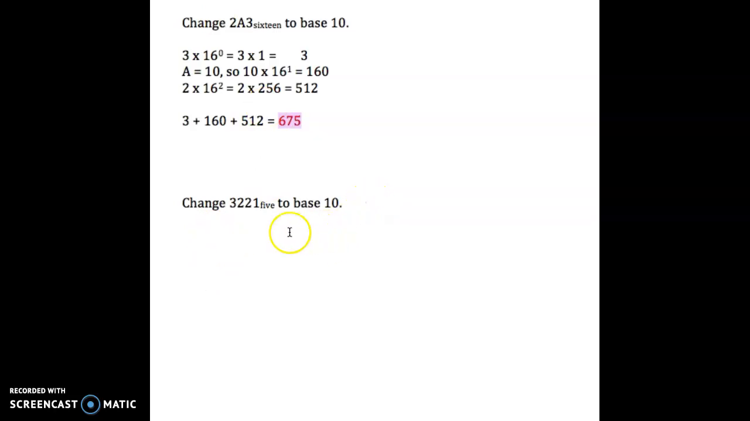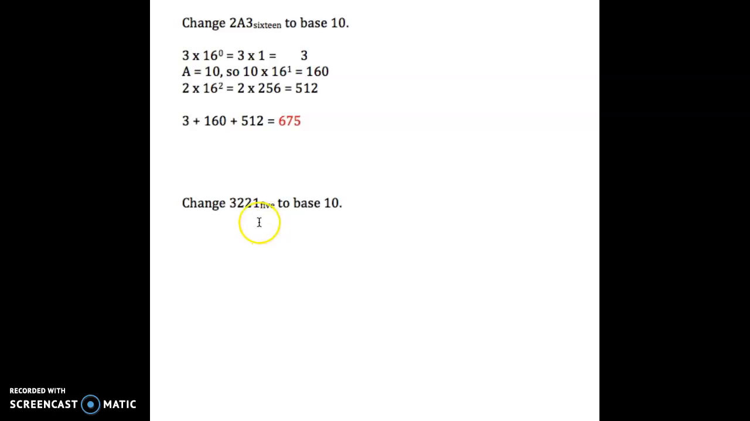Let's look at another one. This one's base 5. In base 5, I'm going to use digits 0 through 4 only. I can't have a 5 in base 5. If I have 5, that means I need to move out to the next value place. So digits 0 through 4.